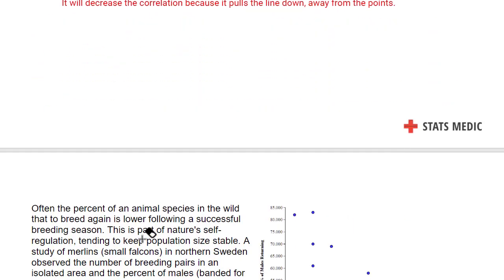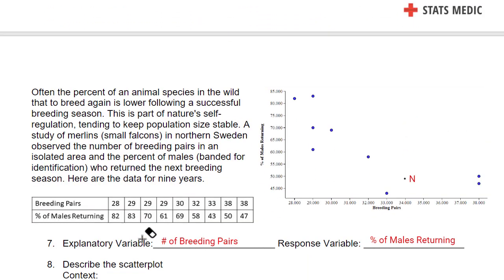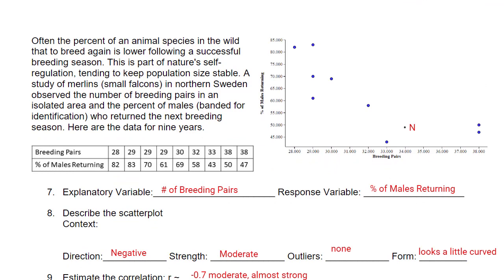All right, now let's go to the next problem. Often, the percent of an animal species in the wild that breed again is lower following a successful breeding season. This is part of nature's self-regulation, tending to keep population size stable. A study of merlins, which are small falcons in northern Sweden, observed the number of breeding pairs in an isolated area and the percent of males banded for identification who return the next breeding season.